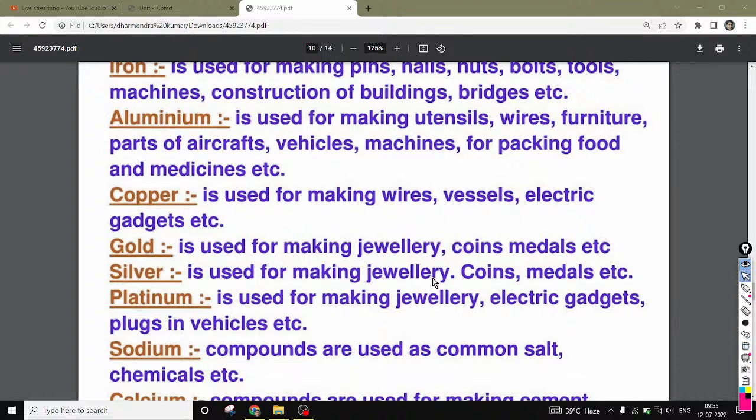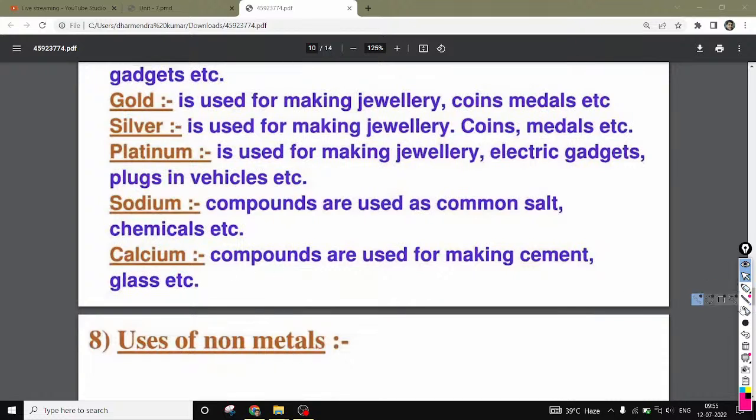And next we have calcium. Calcium is also very important for us. Calcium is used for making cement and glass, etc. So the factories which produce cement and glass are generally using this calcium.